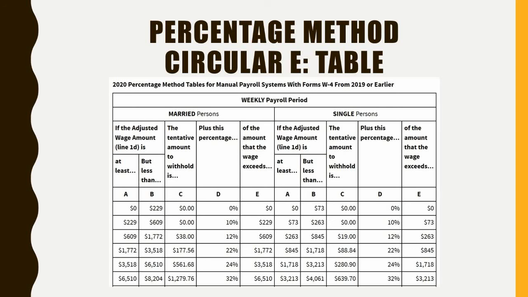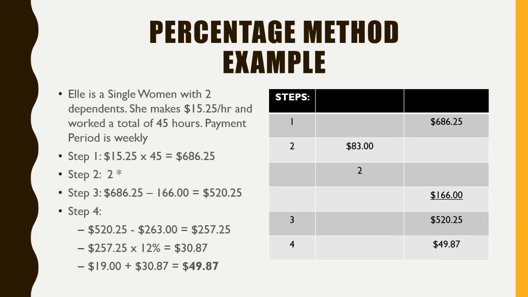Here, I'm going to tell you how I do it. We find our bracket, and we subtract E, multiply by D, add C. What does that mean? We take our total gross earnings and subtract the amount that the government lets us keep, which is E, the $263. So we get a remaining amount of $257.25, which is considered our money in excess.